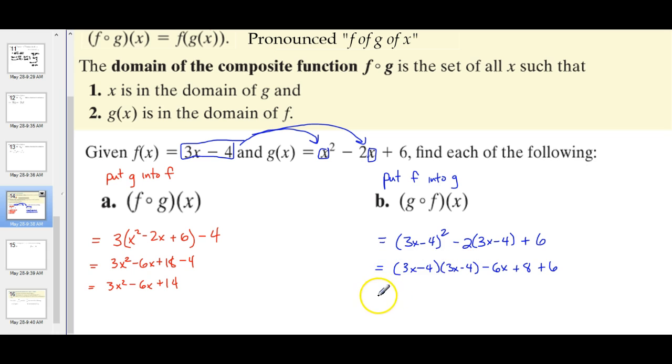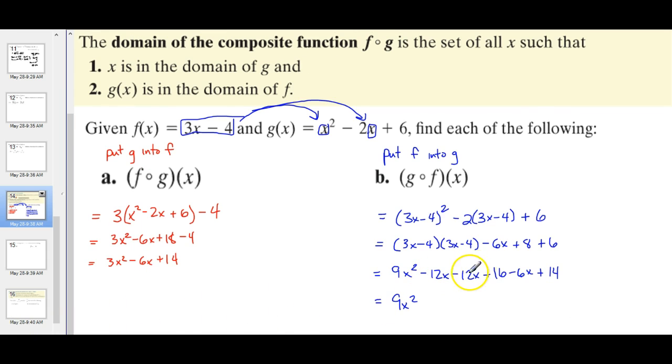Alright, now when I FOIL this out, I'm going to get 3x times 3x is 9x squared. Alright, and 3x times negative 4 is negative 12x. Negative 4 times positive 3 is another negative 12x. And then a negative times a negative is a positive 16 minus 6x. And then I'll go ahead and combine these, that's a plus 14. Alright, and then finally, last step, just simplify. So minus 12 is 24. Minus 6 more is minus 30x. Alright, then I got a 16 and a 14 that I combine together. You can get a positive 30.